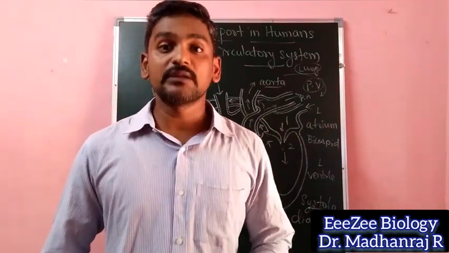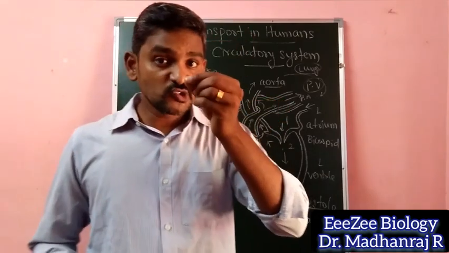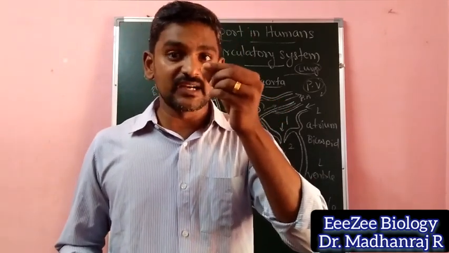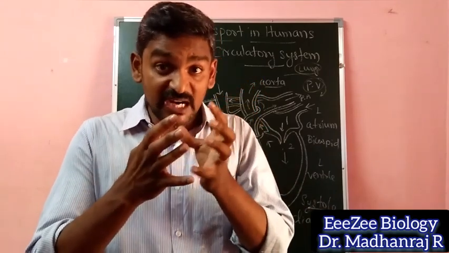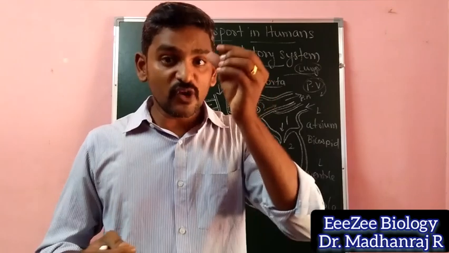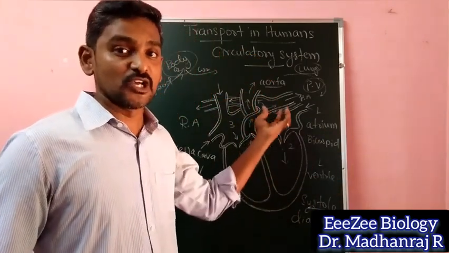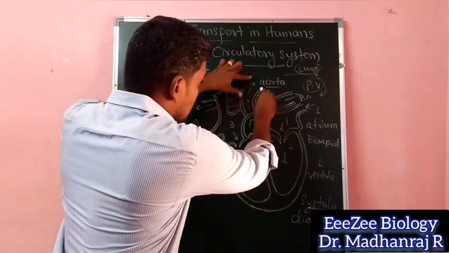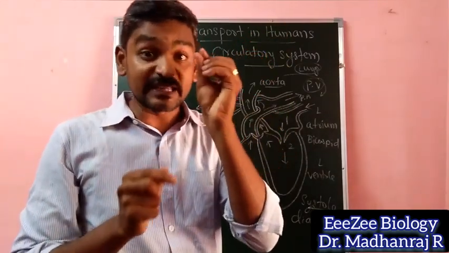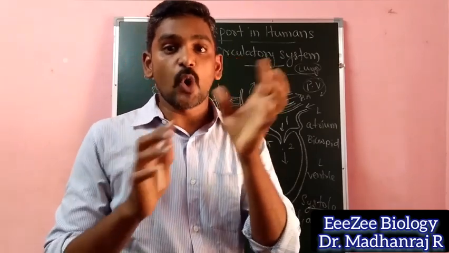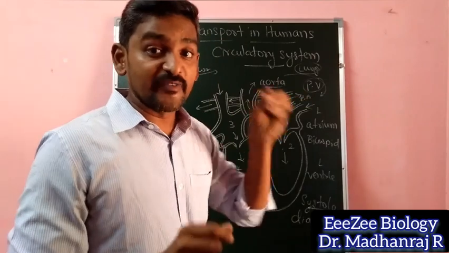Another important thing you have to keep in mind is that the walls of the arteries will be thicker compared to the veins. Why is it so? The pressure of the blood will be more in the case of arteries, because it will be pumped from the heart with high pressure. So the walls of the aorta and the arteries, which carry the oxygenated blood, should be very thick in nature, to avoid the bursting of these arteries.